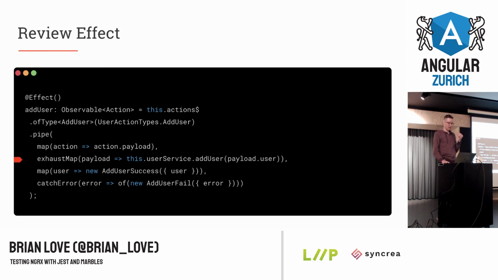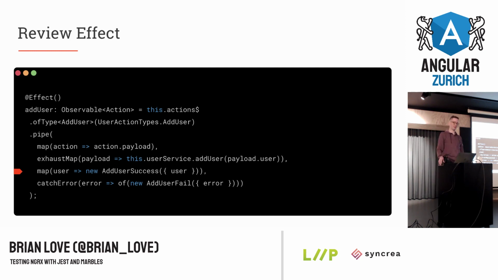So it's important to note that we're using exhaust map, so that's going to switch the observable streams from the actions observable stream that I'm listening to here. I'm filtering it by the type of add user. I'm going to just pluck out the payload using the map. Using exhaust map, I'm going to get that payload and send that off to my user service. And then I'm going to use map again to map to a new action that's going to be returned back to our NgRx store and dispatched for me by the effect, and that's the add user success. And then we have that catch error like I mentioned on the bottom.